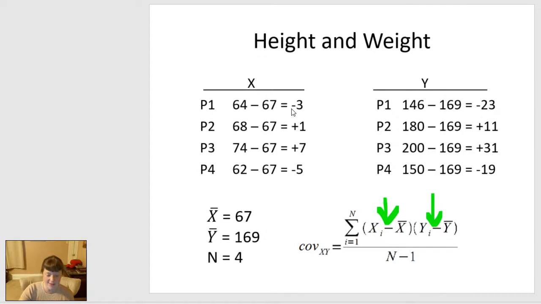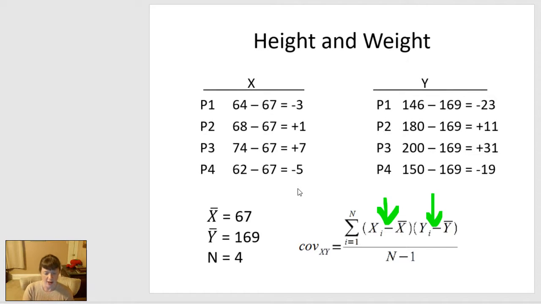I take the average for x and I subtract it from the data. 64 minus 67, which is negative 3. 68 minus 67, which is positive 1. 74 minus 67, which is positive 7. 62 minus 67, which is negative 5. And unlike with the standard deviation, the sign very much matters.